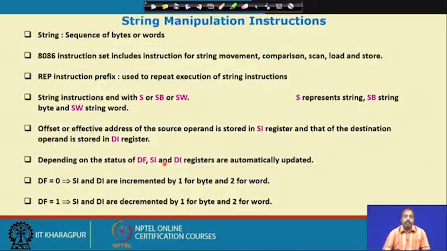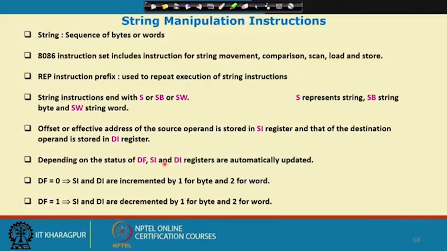The next important category of instructions that we have is the string manipulation instructions. This is a new instruction category that we have in 8086. A string is any sequence of bytes or words. Unlike what we know about a string, the character string, in case of the 8086 processor it cannot distinguish between numbers and characters. That is why any sequence of bytes or words is taken as a string.